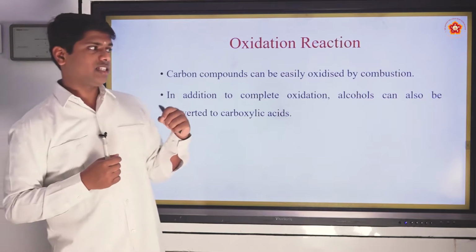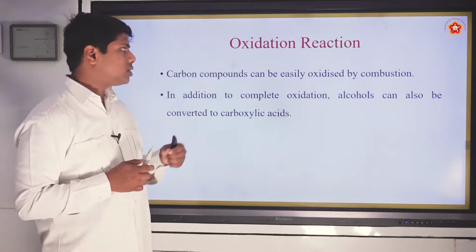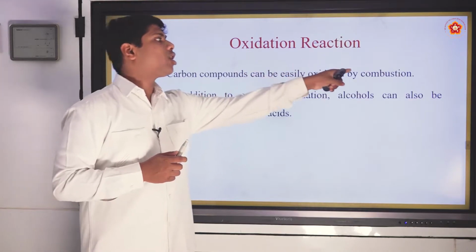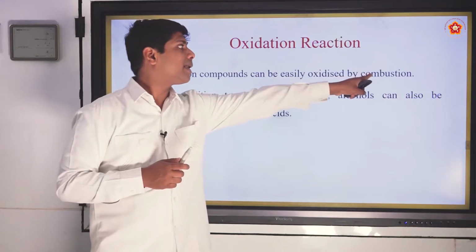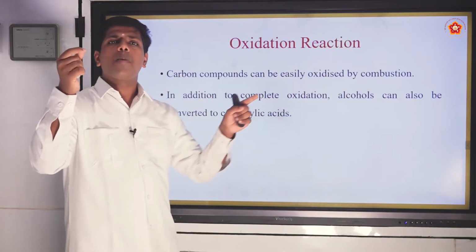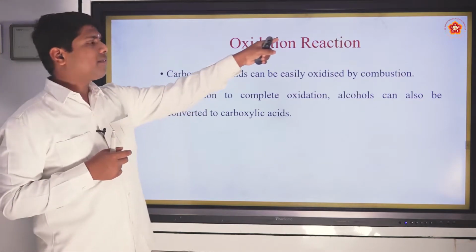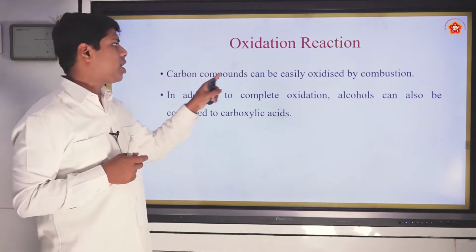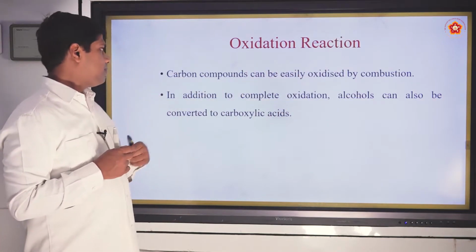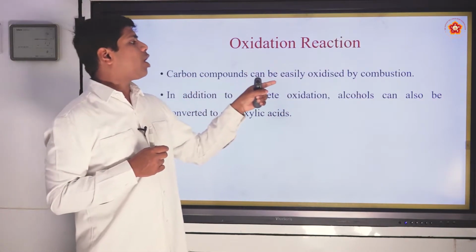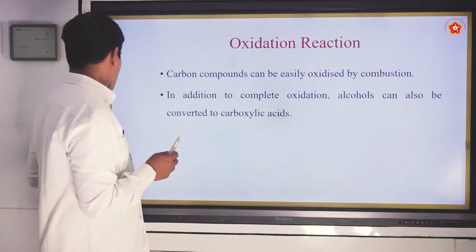Here, in oxidation reactions, carbon compounds can be easily oxidized by combustion reaction. The first point is that by combustion, carbon compounds always react with oxygen. So the first point is that carbon compounds can easily be oxidized by combustion reaction. In addition to complete oxidation, very important. This is a very important point.